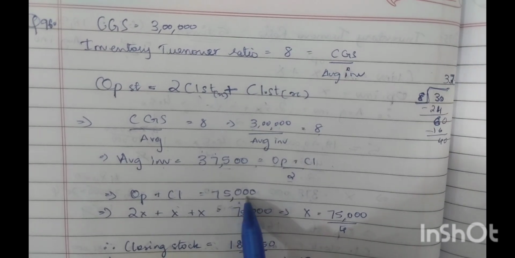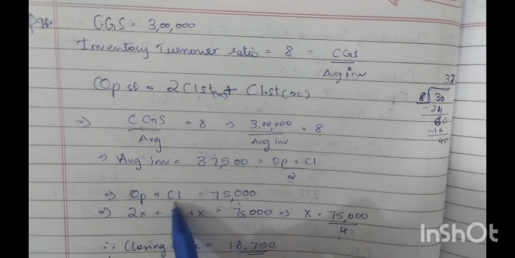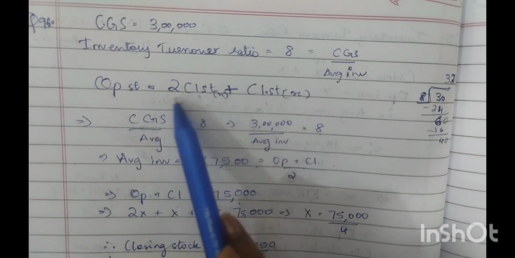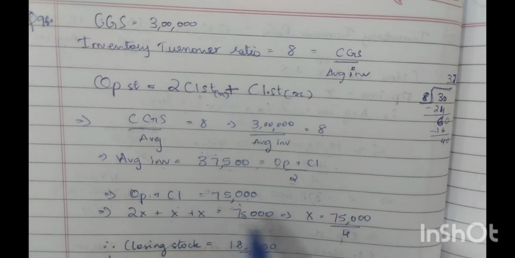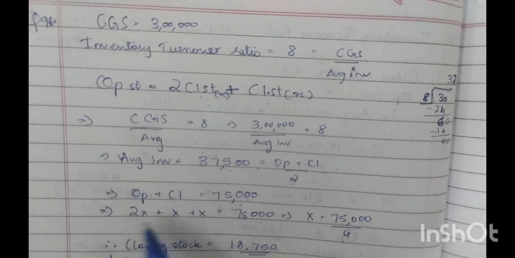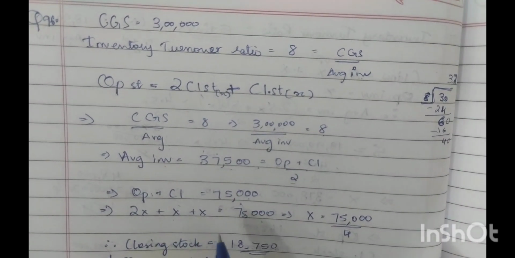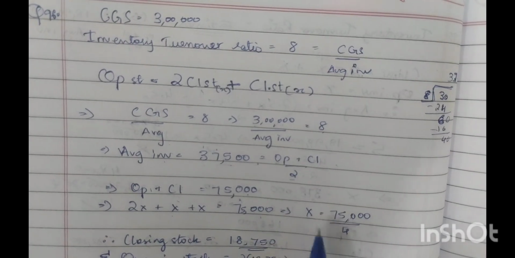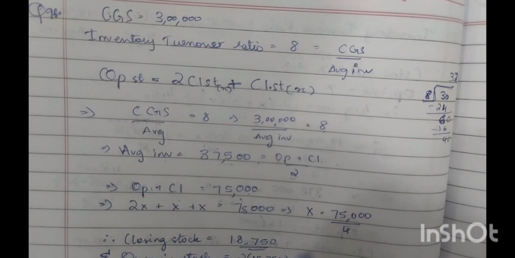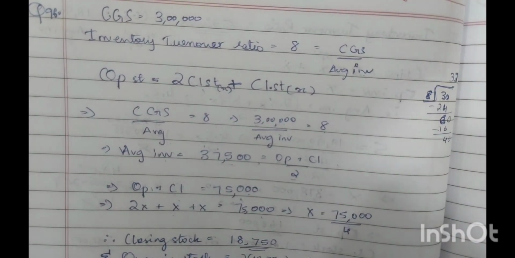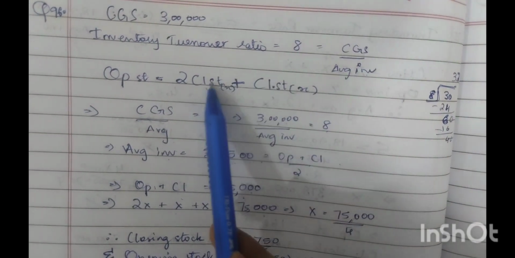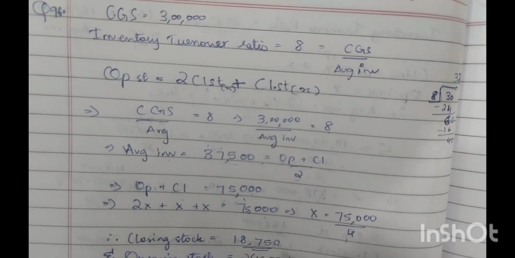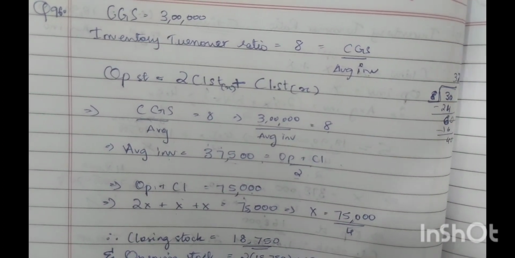Now we substitute both the values. Opening stock is taken to be 2x plus x. Closing stock is taken to be x. So this is equal to 75,000. This 2x plus x is equal to 4x. So 4x is equal to 75,000. This implies x is equal to 75,000 by 4, which is 18,750. So opening stock is then, we just substitute 18,750 here, and we get 2 into 18,750 plus 18,750, which is 56,250.